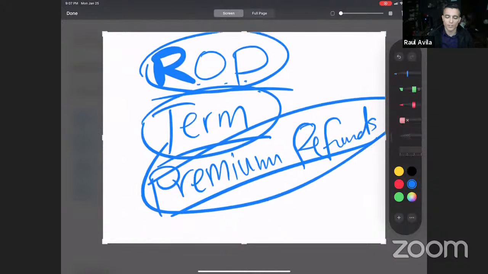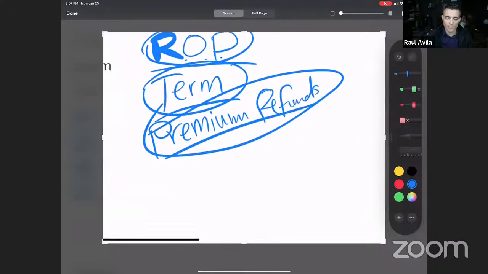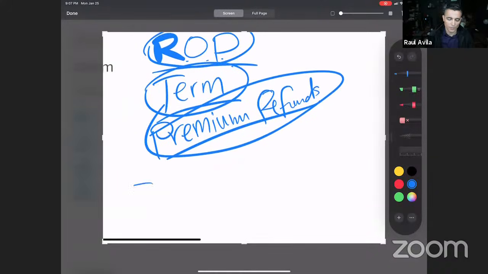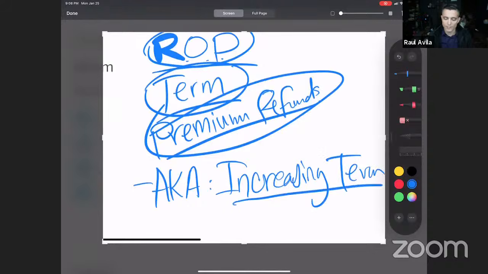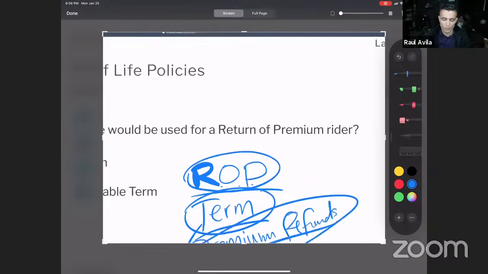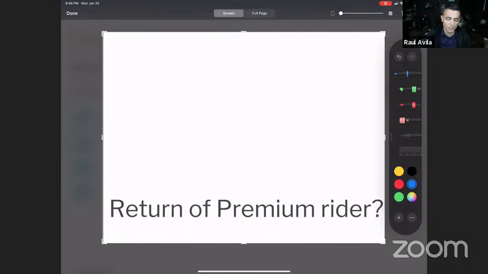See, the thing is that what they're not going to tell you is that these types of policies are also known as, AKA, increasing term. So how does increasing term work? Increasing term works like this. Check it out. I'm going to draw it up here.